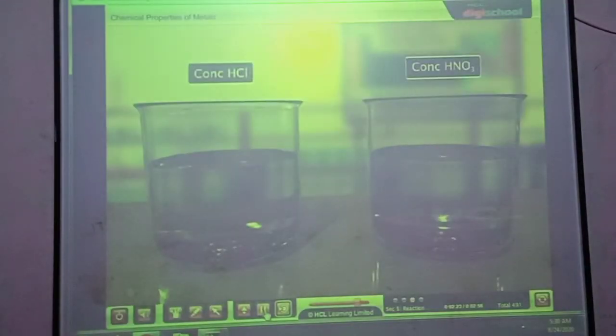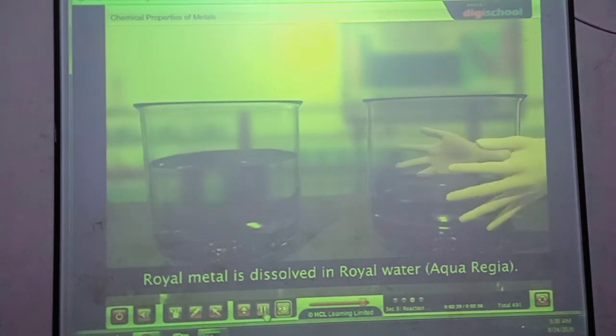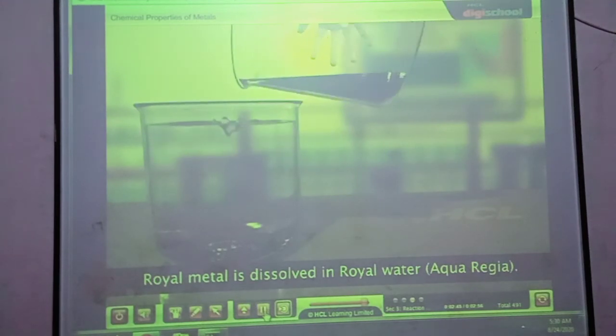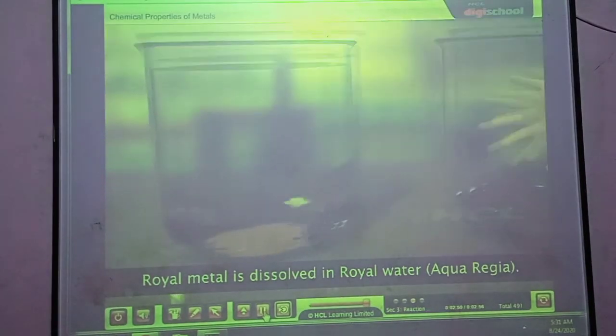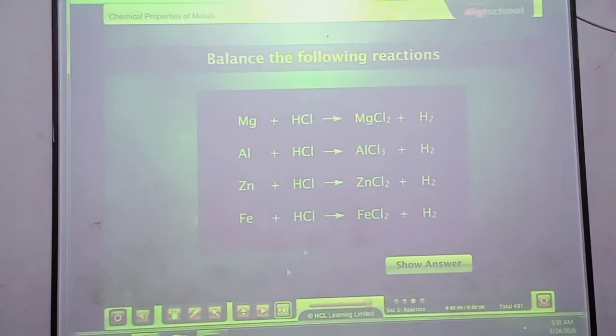Gold is dissolved neither in concentrated hydrochloric acid nor in concentrated nitric acid, but in aqua regia. It is a freshly prepared mixture of concentrated hydrochloric acid and concentrated nitric acid in a 3:1 ratio. Aqua regia is also called royal water, since it dissolves the royal metal gold. Do you have to balance the following reactions?